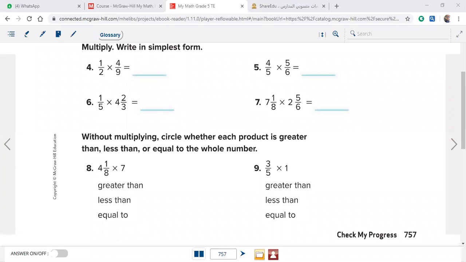You are welcome, everyone. Number 9. Just wait. Yes, number 9. 3 out of 5 is closer to what? To 1. So 1 times 1 is 1. So it will be equal to the whole number.